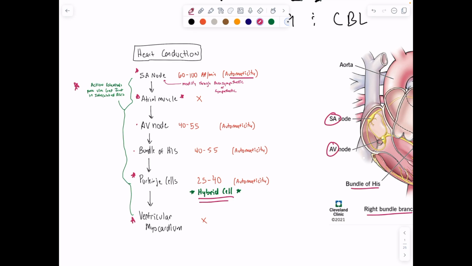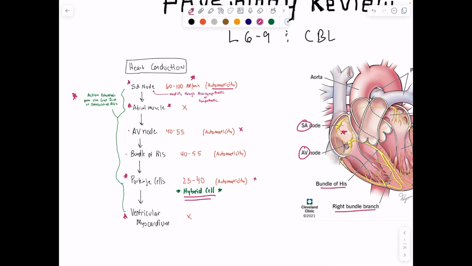All right, but overall for automaticity, our SA node, located here in the right atrium, is going to drive heart beating overall. Why? It has the fastest automaticity, 60 to 100 action potentials per minute. If something happens to it, then it will go to the AV node, which is the second fastest overall. Right, and if something would happen to those, it would go down the chain.